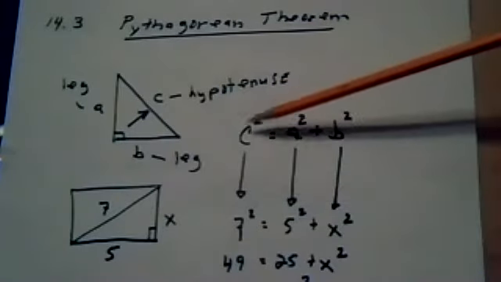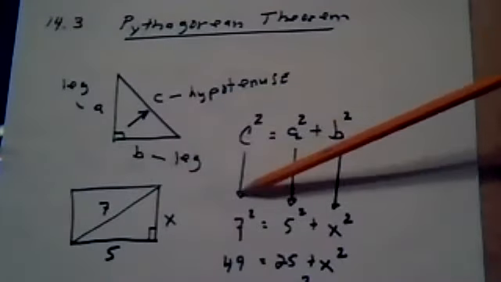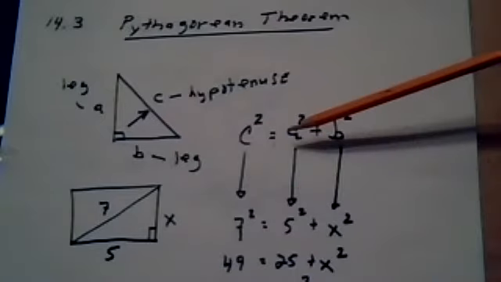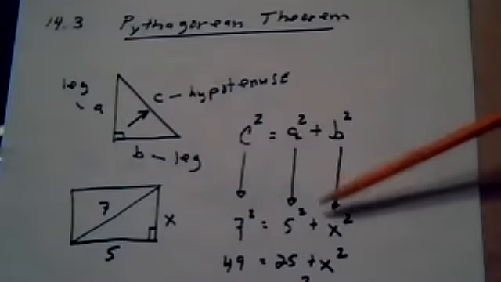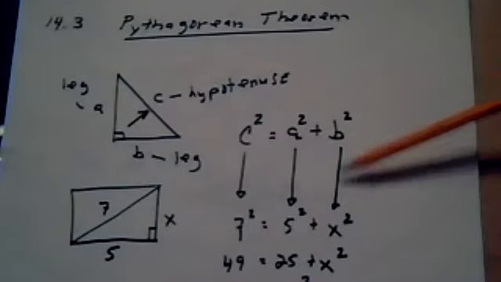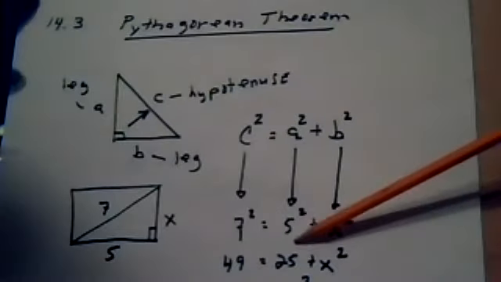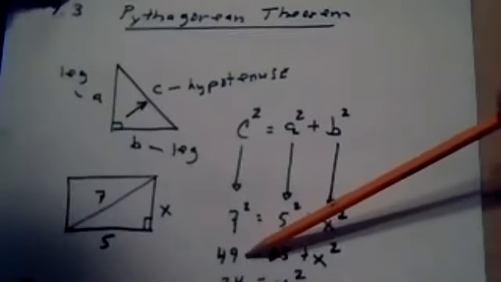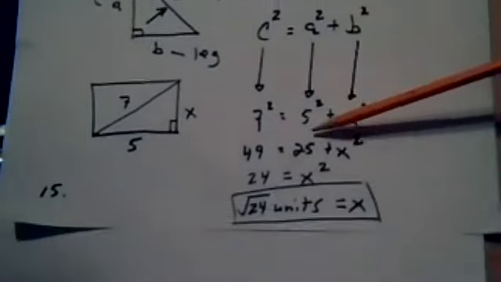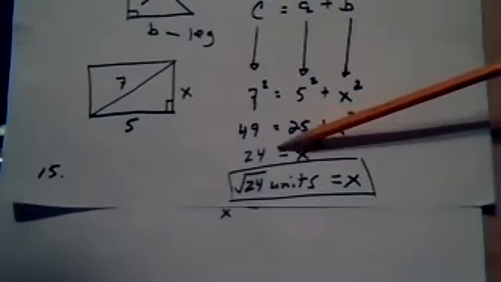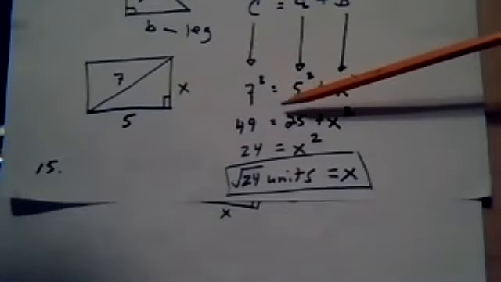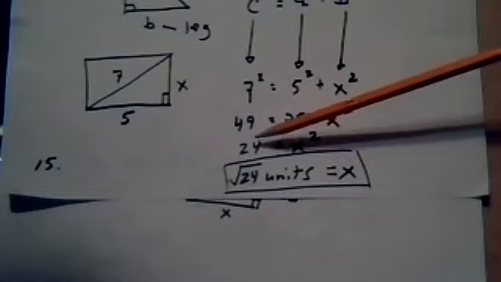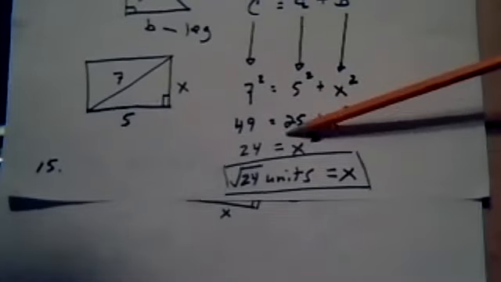So you take that 7 and put it where the C is. You take the 5 and put it where the A is. And the X would be acting like the B. From here on, it's just simplifying. 7 squared is 49. 5 squared is 25. Move this 25 by subtracting. So it's 49 minus 25, which is 24. Now take the square root of both sides, and you have x equaling the square root of 24.